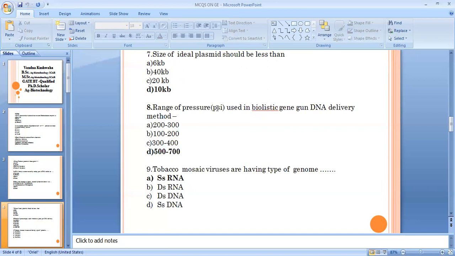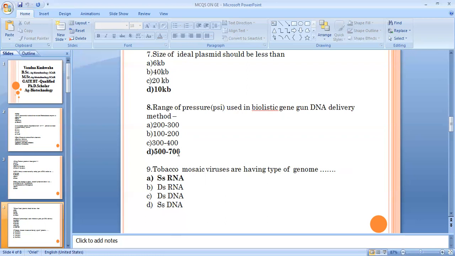Range of the pressure, that is PSI, pound per square inch, used in the ballistic gene gun delivery method. So your options are A 200 to 300, B 100 to 200, C 300 to 400, D 500 to 700. So right answer will be here 500 to 700.